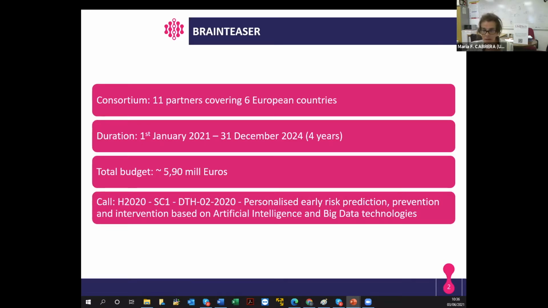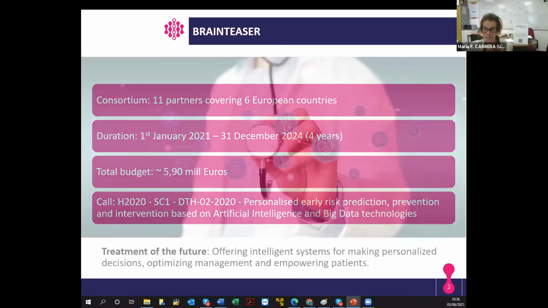This initiative started in January this year and will last until December 2024, so a total duration of 4 years, and has a total budget of approximately 5.9 million euros. This project was approved under the Horizon 2020 framework program in the call dealing with personalized early risk prediction, prevention, and intervention based on artificial intelligence and big data technologies.